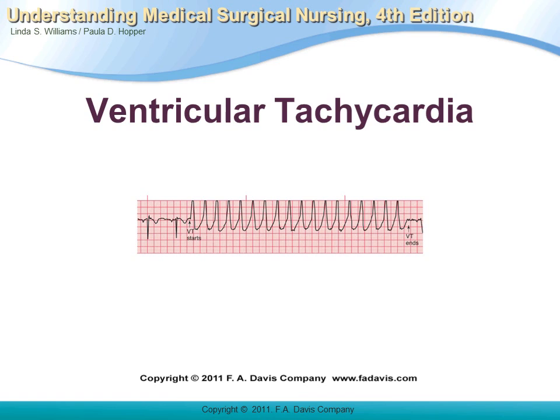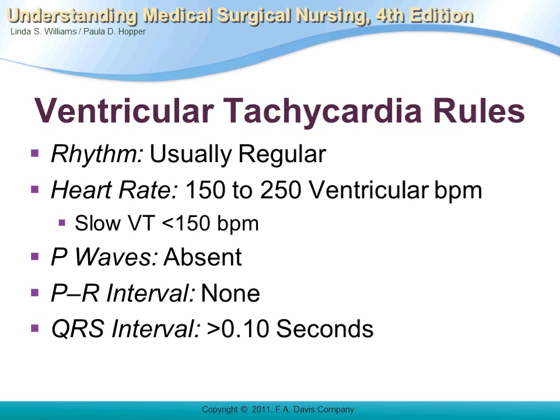All right, so this next one is ventricular tachycardia, or VTAC as we call it. This can be a perfusing rhythm, or it may not be a perfusing rhythm. It depends on the patient. The rhythm is usually regular. The heart rate will be between 150 and 250 ventricular beats per minute. Slow VTAC is less than 150. There are no P waves, so there is no PR interval to measure, and the QRS complex is greater than 0.1 seconds.